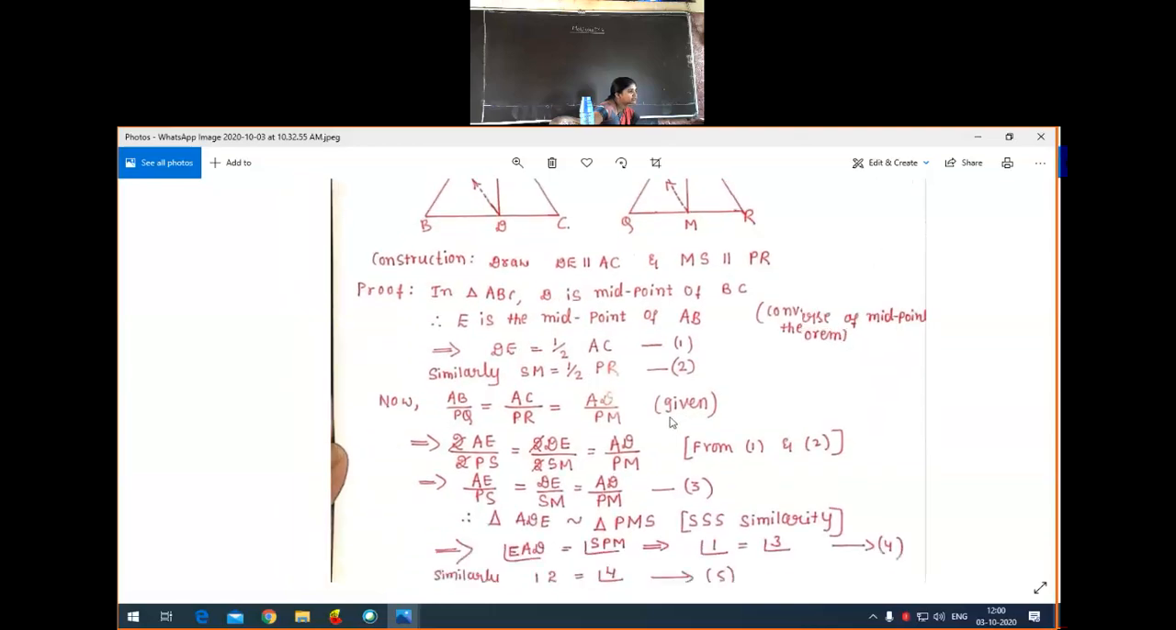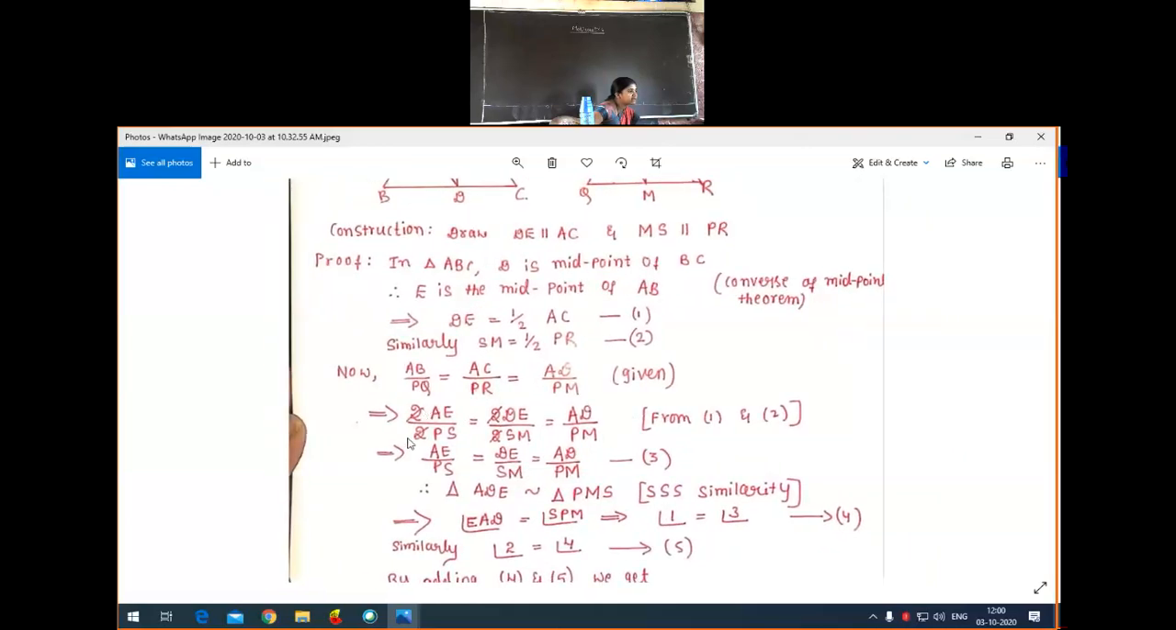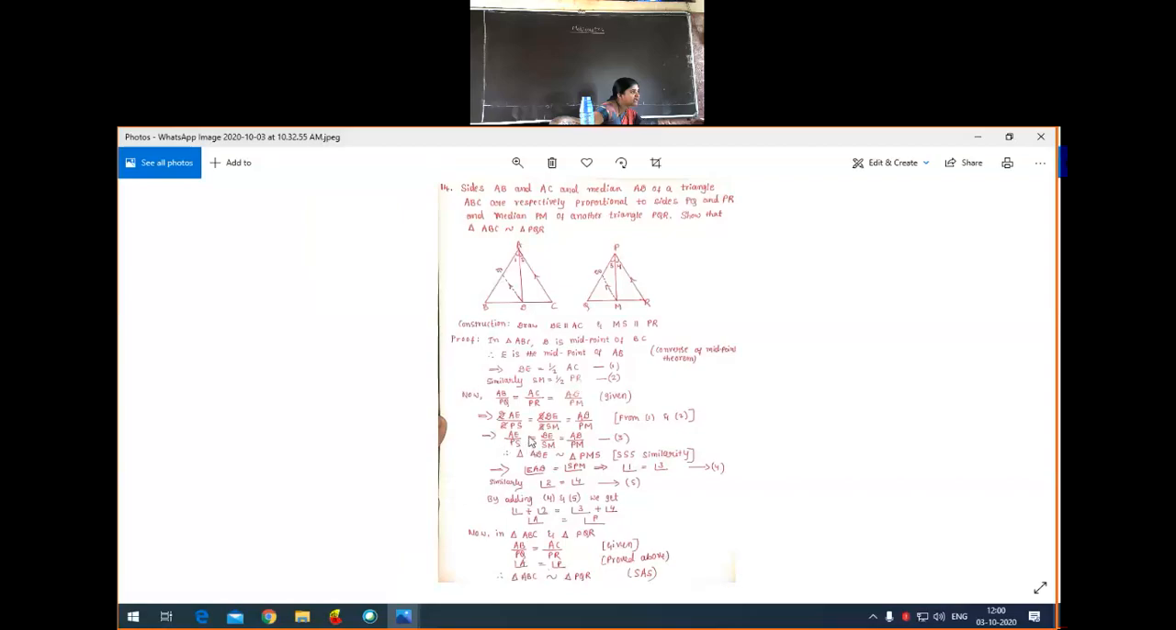Now in the next step, this 2 cancels, here also 2 cancels: AE by PS is equal to DE by SM, which is equal to AD by PM. Call this equation 3. So now I think we got one result: AE by PS is equal to DE by SM, that is equal to AD by PM. Are you observing the ratio?